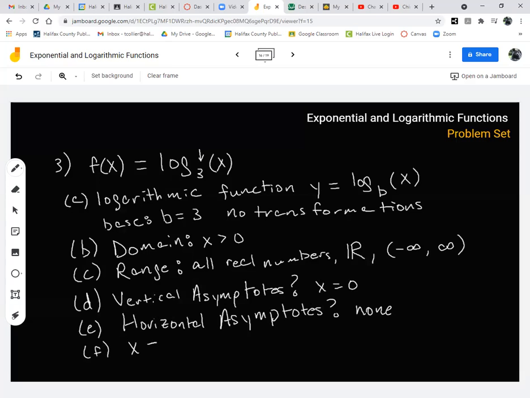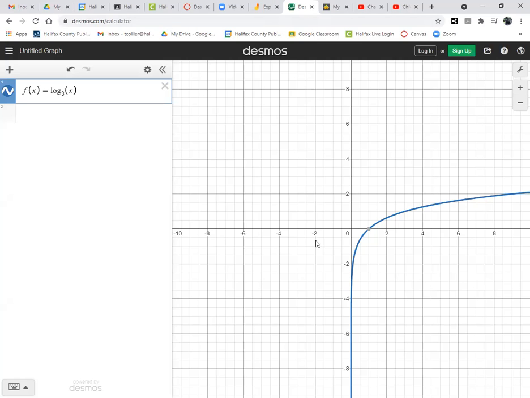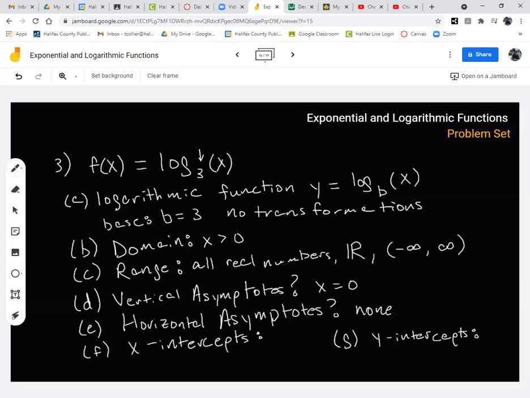Okay. And the last two things. We're going to find the x-intercepts and the y-intercepts. So these are the places where the graph is going to cross the x-axis and the y-axis, respectively. So if I look at the graph, where is it crossing the x-axis? It's crossing the x-axis right here at 1, 0. So the x-intercept is going to be 1, or we can write out the ordered pair, 1, 0. And that's what I usually do.